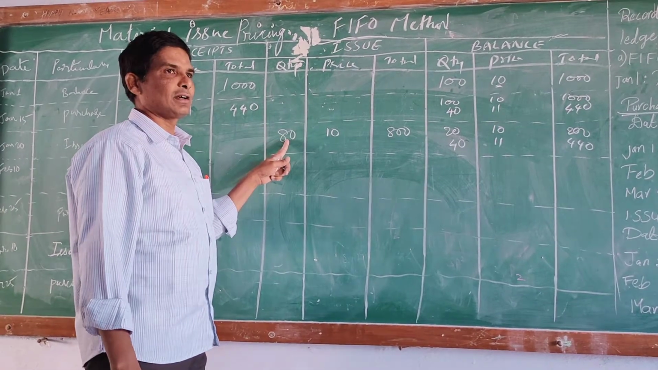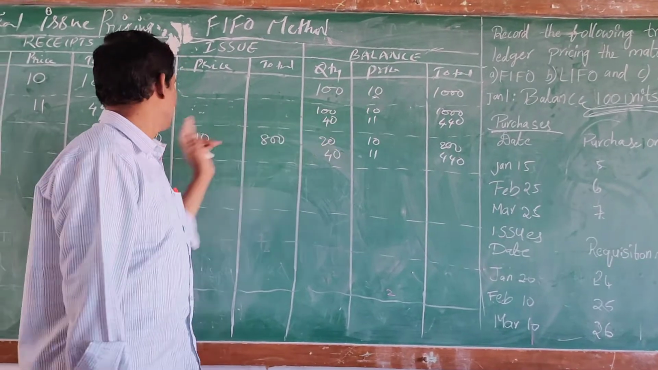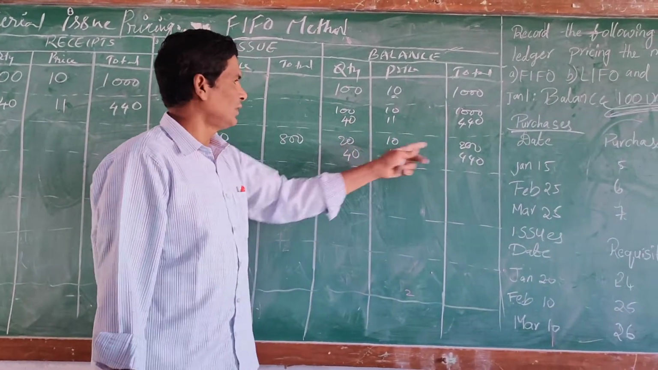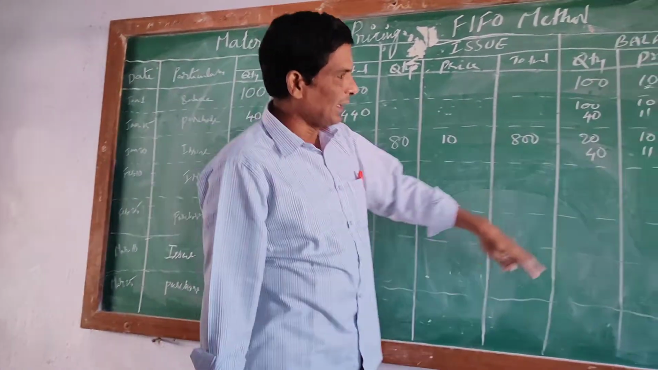This we have to take the first material. What is the first material we are having? This is. So 100 minus 80, 20. So 20 into 10. Next we have February 10. Feb 10, what do we have?